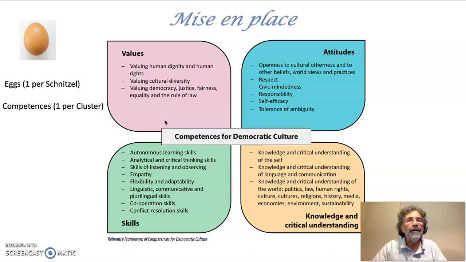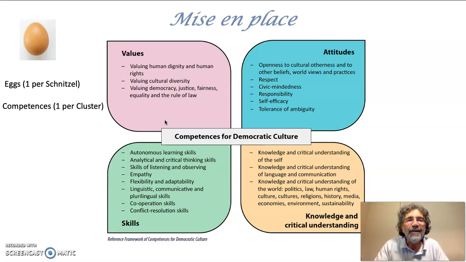Let's go on. We need eggs, and the eggs are competences. The competences are formed in a butterfly that has 4 clusters: values, attitudes, skills, knowledge, and critical understanding. Values is the fundamental base for everything. This means that without those values we cannot, or it gives a totally different meaning to the attitudes, the skills, the knowledge, and the critical understanding.